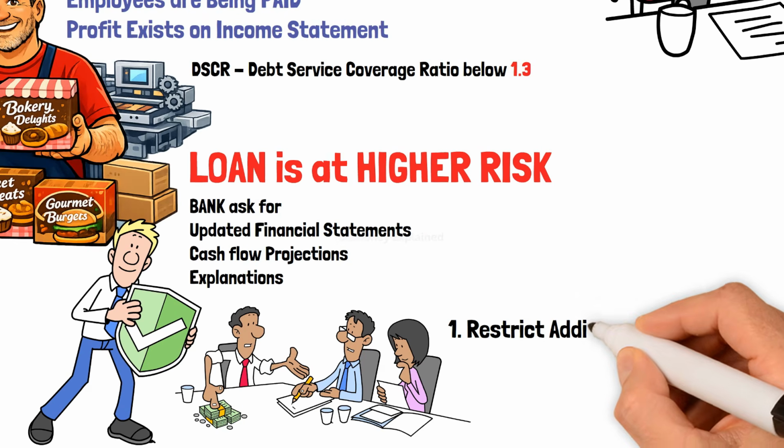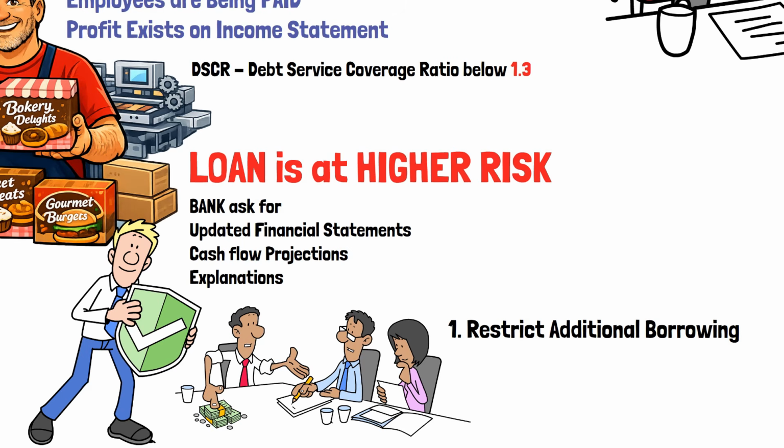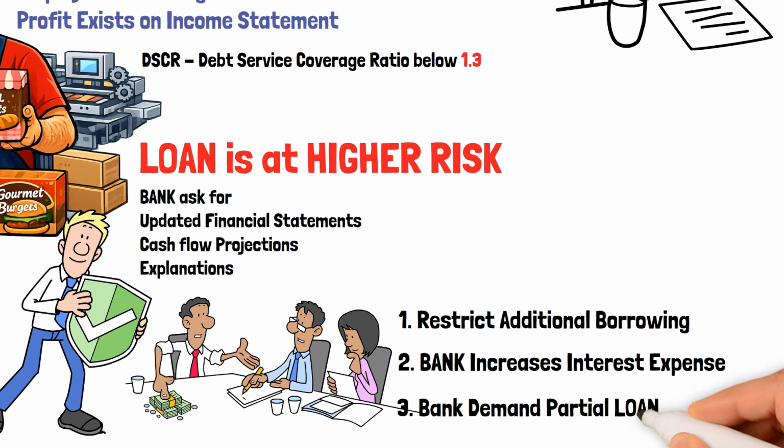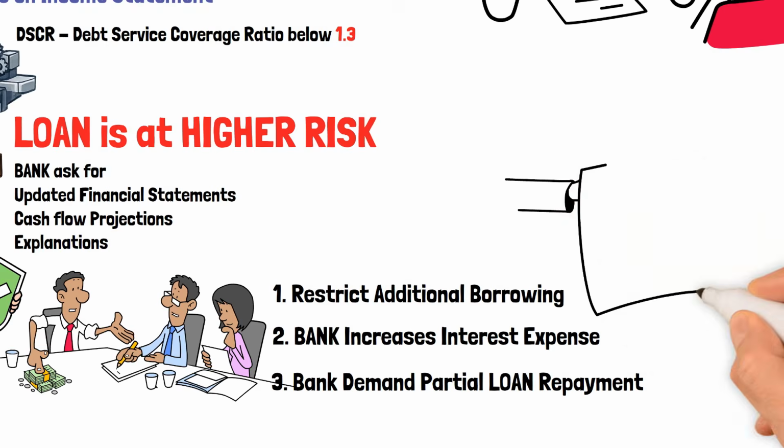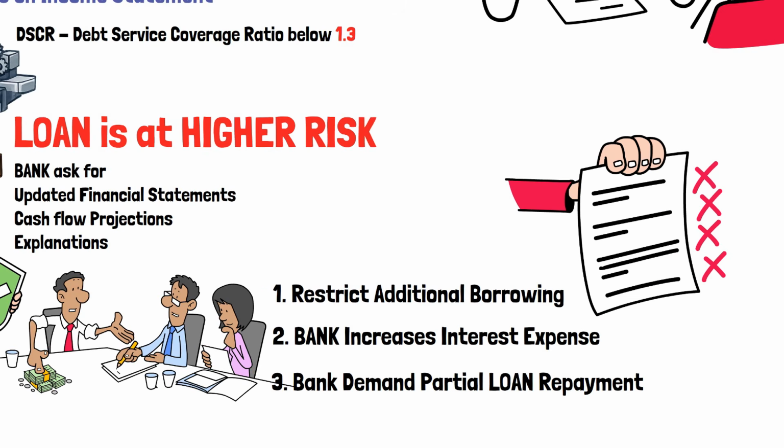It may restrict additional borrowing, which means the business cannot take new loans or increase credit limits. In some cases, the bank may increase the interest rate to compensate for higher risk. This immediately increases interest expense and puts more pressure on cash flow. In serious situations, the bank can demand partial loan repayment or restructure the loan terms. This is rare but possible when multiple covenants are breached at the same time.